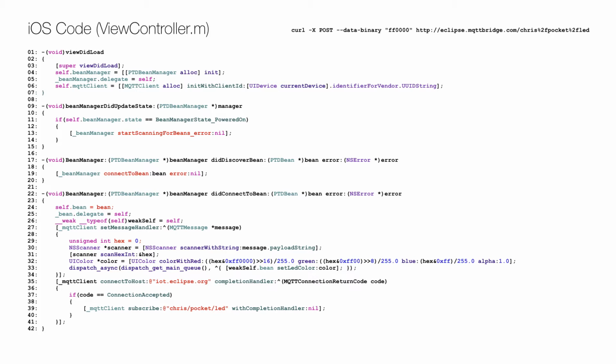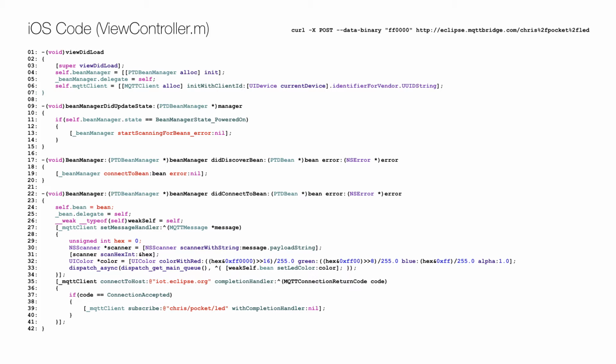And first we set up the bean manager on lines 4 to 5. Then we set up the MQTT client to use the device unique identifier as the client identity on line 6. When the bean manager is on, which is checked on line 11, we start looking for beans on line 13, and when a bean is found, we connect to it on line 19.